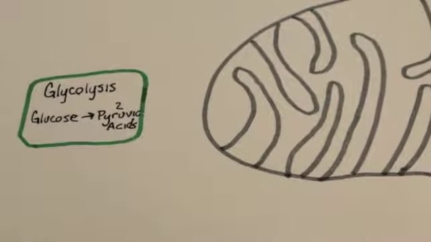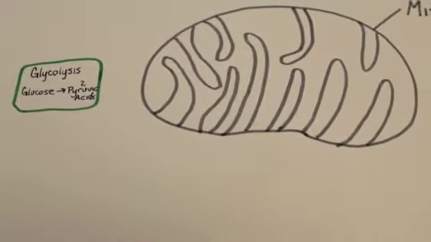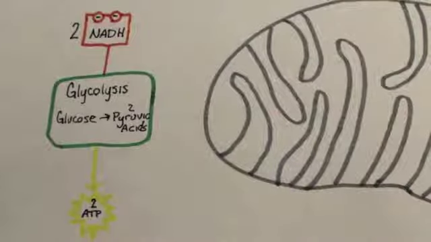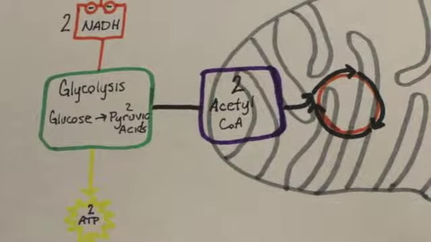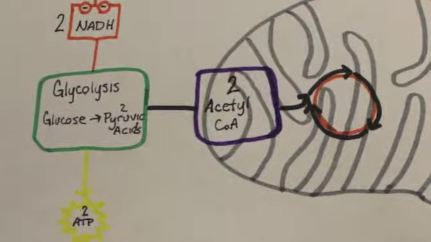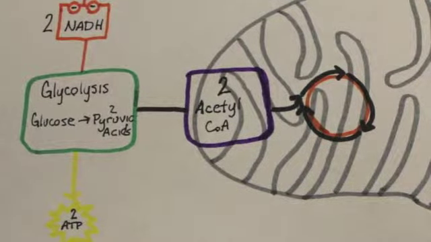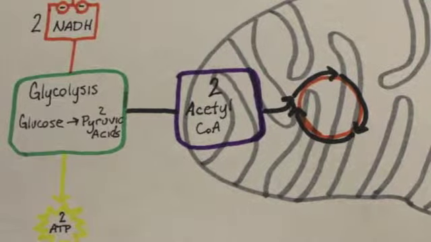The process begins with glycolysis, where a glucose molecule is broken down into two pyruvic acids. Through this process, 2 NADH and 2 ATP are produced. Next, the 2 pyruvic acids enter the mitochondrial membrane, producing a carbon which turns into carbon dioxide as well as an acetyl-CoA for each pyruvic acid.